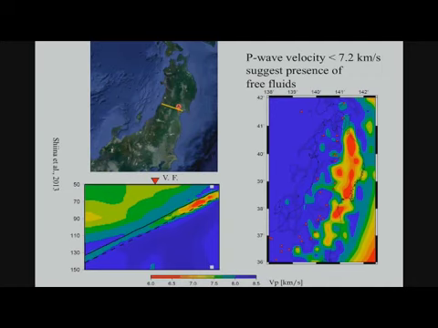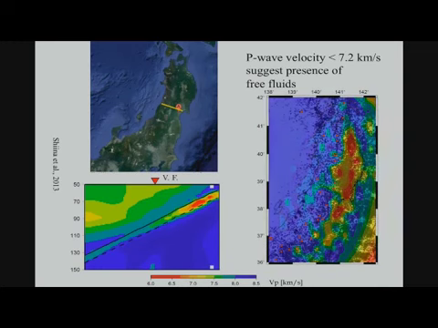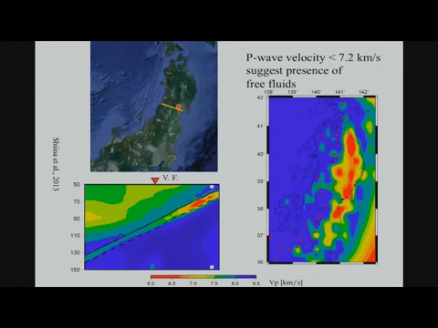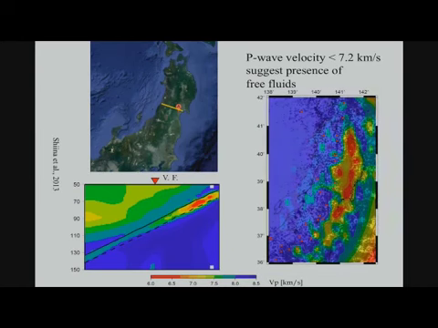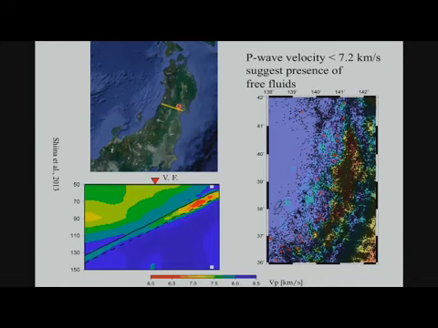But if we look at the correlation between this P wave that is modeled in the crust below Tohoku and where the earthquakes are, we again see a very intriguing correlation. So these are the earthquakes in the slab. Where there's this band of earthquakes that beautifully aligns with where the low P wave velocities are, to me strongly indicating that free fluids are causing intermediate depth seismicity.